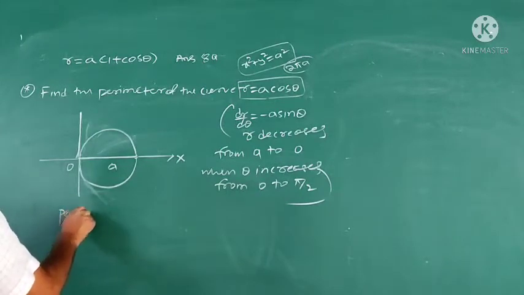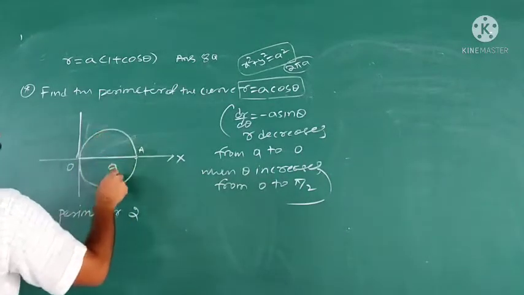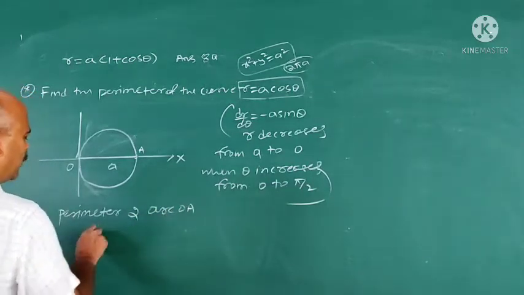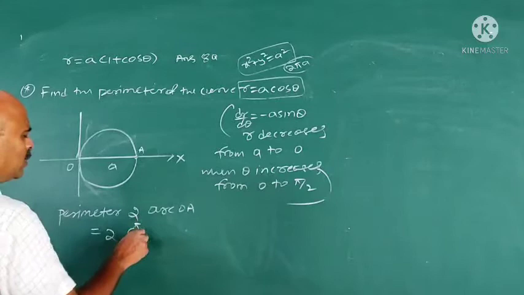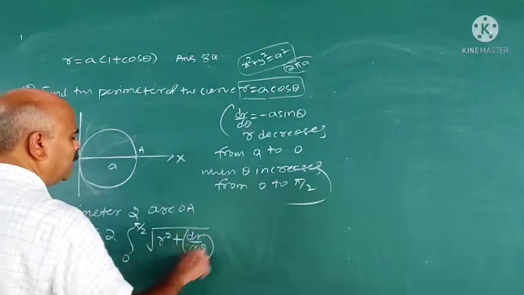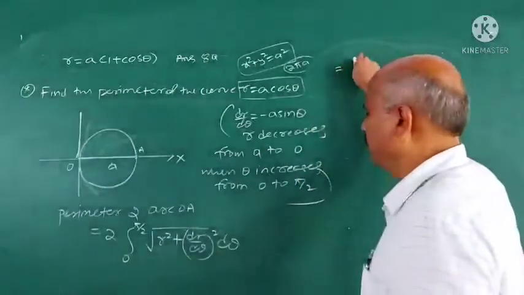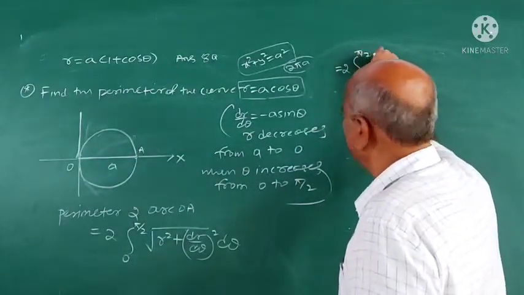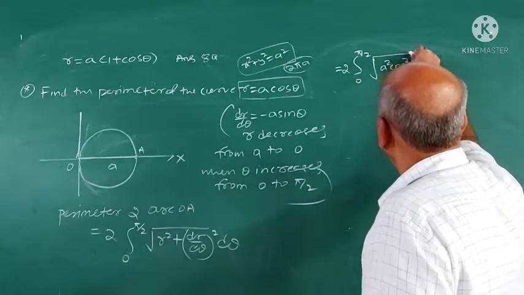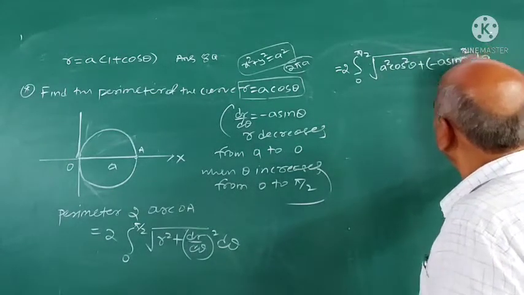Now how do you apply the formula here? Perimeter is 2 into arc OA. Therefore it is 2 into the integral, theta varies from 0 to pi by 2, square root of r square plus dr by d theta whole square, with respect to theta. Therefore 2 into the integral from 0 to pi by 2 of square root of r square, a square cos square theta, plus dr by d theta, minus a sin theta whole square, with respect to theta.